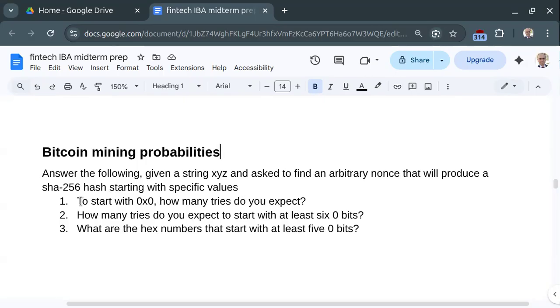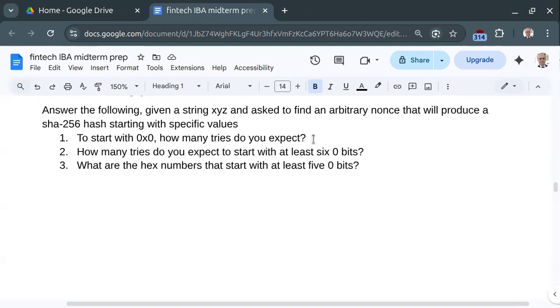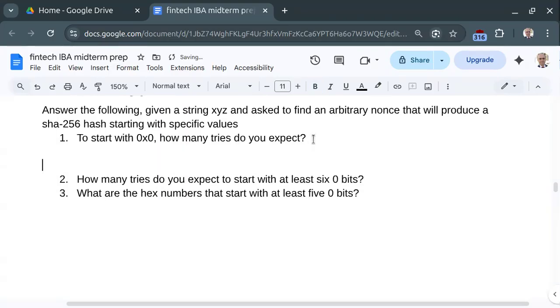So for example, in exercise number one, we are asked to find how many tries we would expect if we are asked to get a hash that starts with a 0. Remember, the hash is always going to be a hexadecimal number. So 0x here means hexadecimal. So what is the probability of getting a 0?